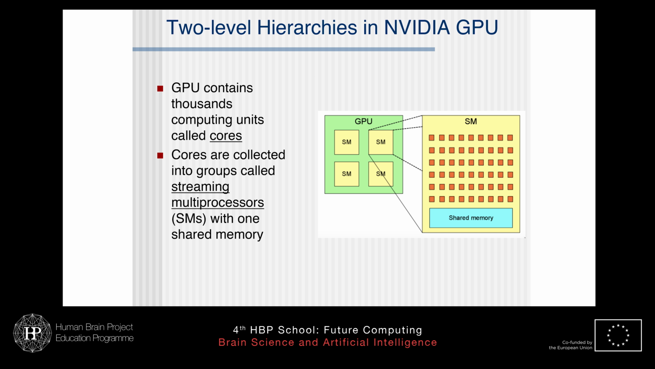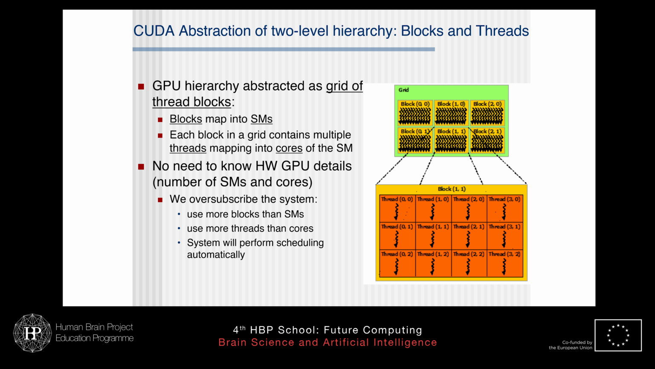So you have a lot of cores on your GPU, and you group your cores into what is called a streaming multiprocessor. It's an SM, and they have a shared memory, right? And then you have a grid of thread blocks that you map into these streaming multiprocessors. So you have multiple threads within a block that would then map to the individual cores of a streaming multiprocessor. You don't need to know really about the hardware details, right? The runtime system will take care of that. You just try to have as much parallelism as possible, right? You oversubscribe the system, and then the system will schedule the threads.